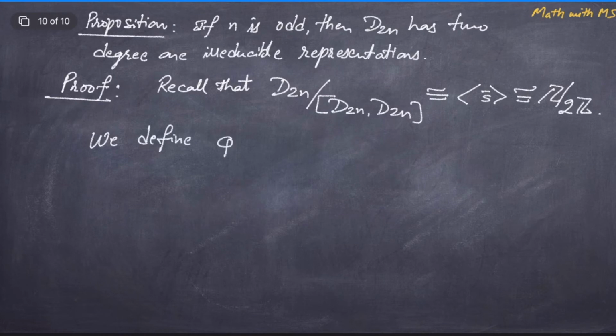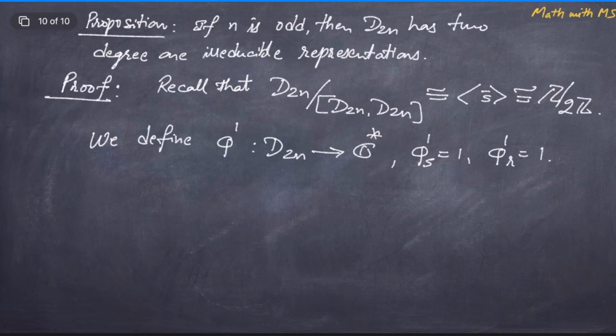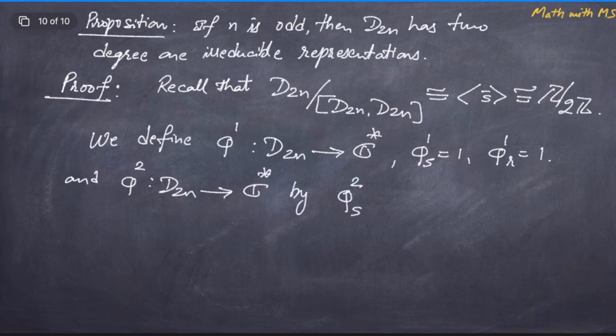one is obviously the trivial representation, so D_2n to C star, just map phi 1 of S to be 1 and phi 1 of R also to be the complex number 1, and define phi 2 from D_2n to C star by phi 2 of S to be the non-trivial one, that is -1, and phi 2 of R to be 1.